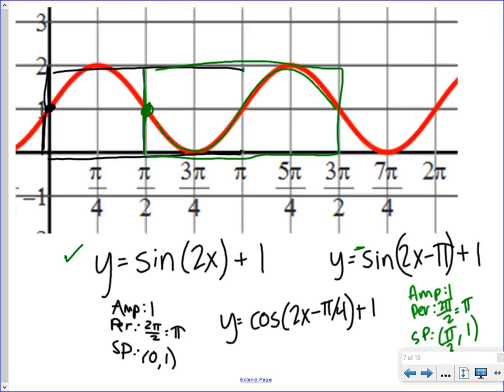Okay, I like it. And then this one here, we've got an amplitude of 1. We've got a period of 2 pi over b, or pi. And we've got a starting point of, what would that be? Pi over 4 divided by 2, so pi over 8, comma 1. That needs a fix. What would you change it to? You change it to minus pi over 2, so you wanted to start at pi over 4. Okay, so (pi over 4, 1). Here's your starting point for your frame.